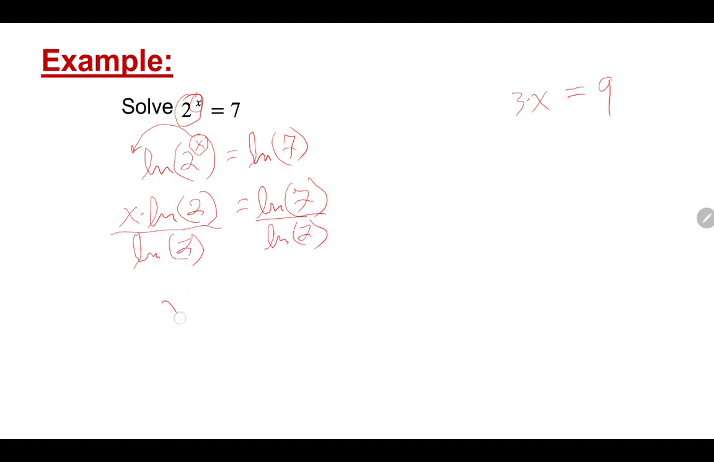And now I know that x is equal to ln of 7 divided by ln of 2. And ln of 7 and ln of 2 are just nice, easy things you can plug in your calculator. Log of 7 divided by log of 2. And I actually hit the log button, but it doesn't really matter. They'll be equivalent.